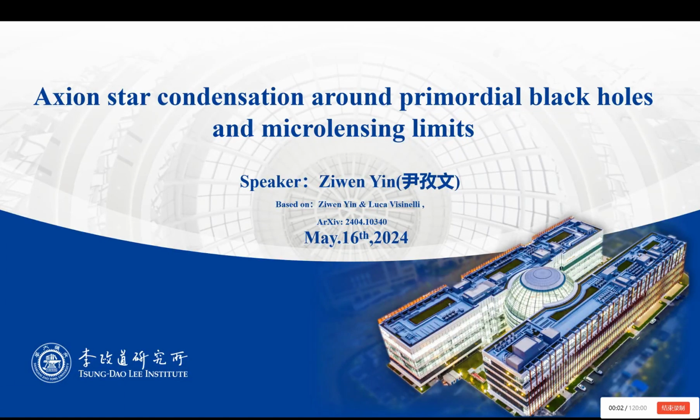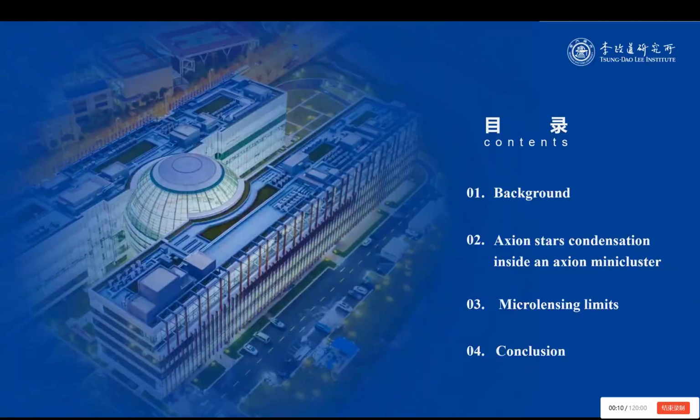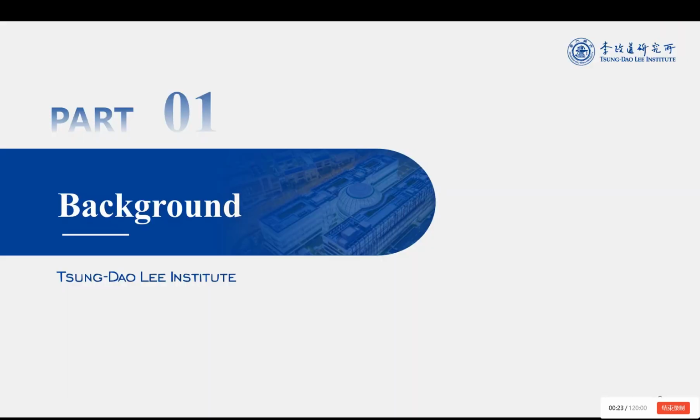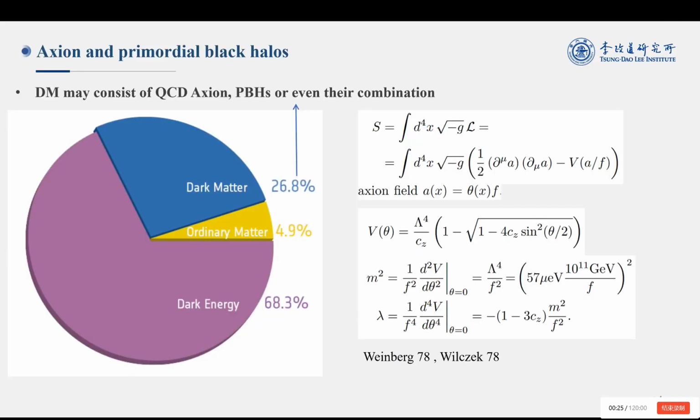I'm glad to share my recent work with Luca Vicinelli about axion star condensation around the primordial black holes and the microlensing limits. First, I will introduce the background of our project. Then I will discuss the axion star condensation inside the mini clusters. Finally, I will talk about the microlensing limits and give conclusions. Let's see the background first.